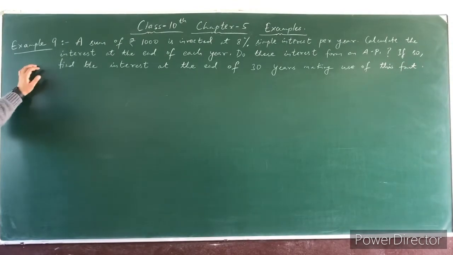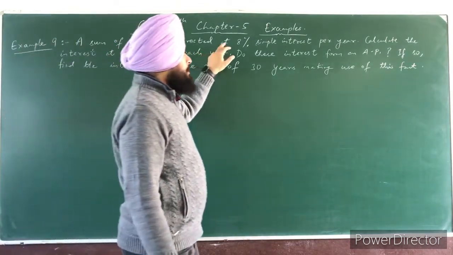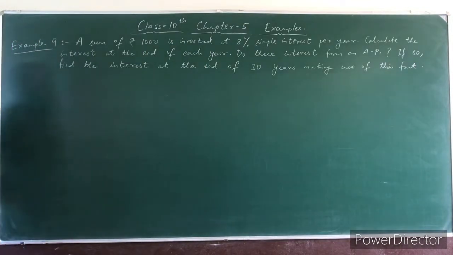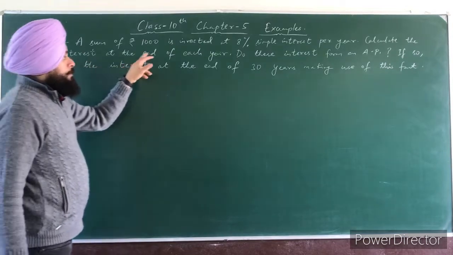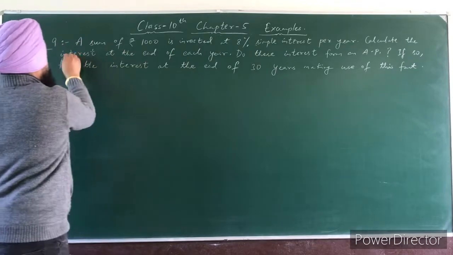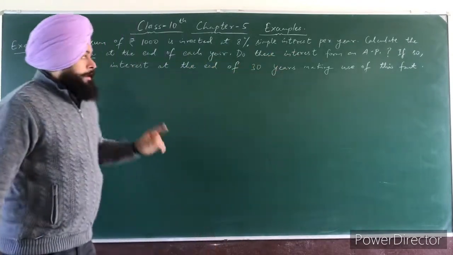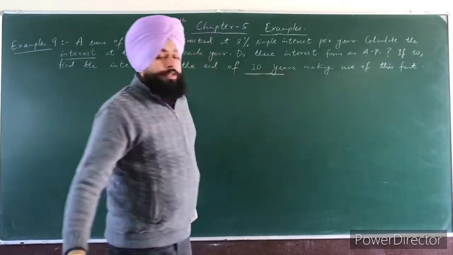So next, example number 9. A sum of ₹1000 is invested at 8% simple interest per year. A sum of ₹1000 and the rate of interest is 8%. Calculate the interest at the end of each year. Do this interest form an AP? If so, find the interest at the end of 30 years making use of this fact.